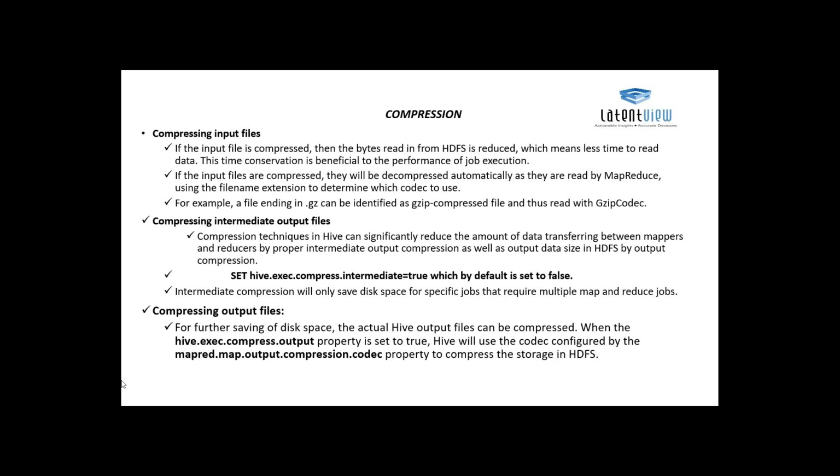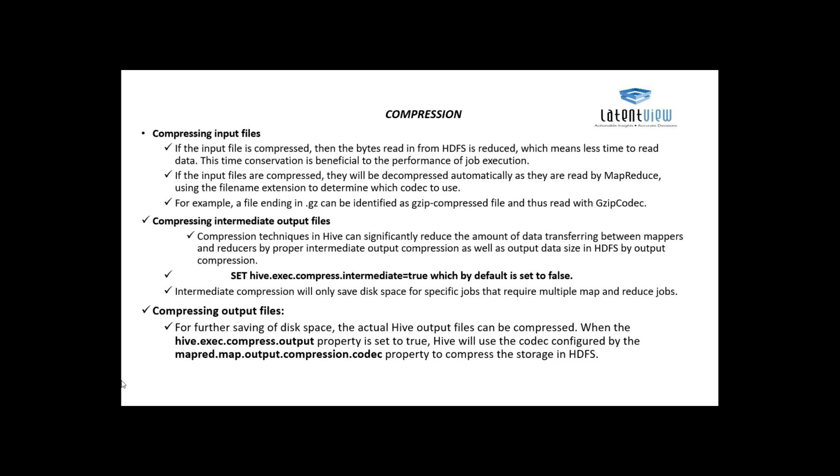And say for example, if your file is going to end with some extension like .gz, internally Hive will understand, okay, this is a .gz extension file. So let me go and read this particular file, identify it as a gzip compressed file, and read it with the gzip codec. This is internally what will happen when you compress the input file.